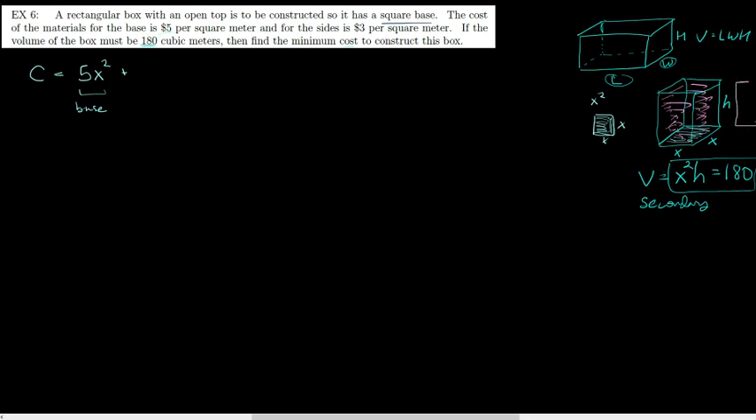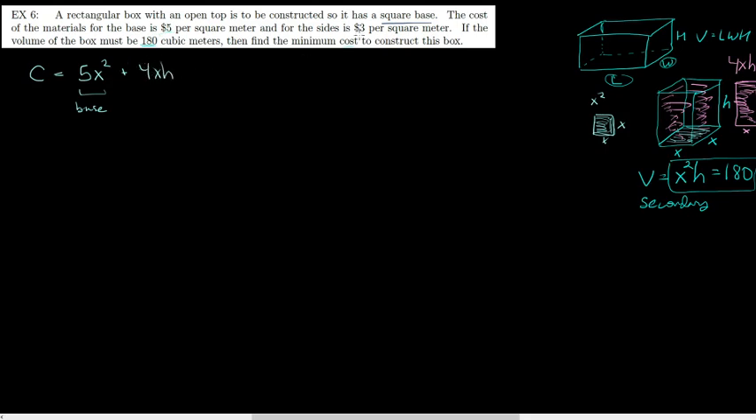Let's use the back as an example here. It's a rectangle, right? The length is x and the height is h. So the area of this rectangle is just length times width, x times h. But notice we have four of these: the back, the front, and the right and the left. So the total area is going to be 4xh. Okay? So that's the area.